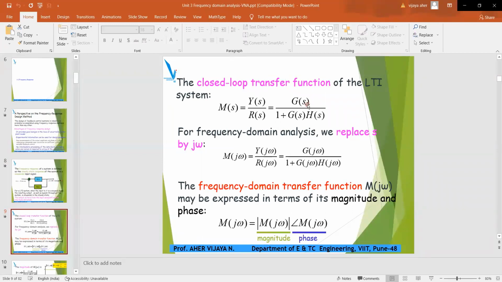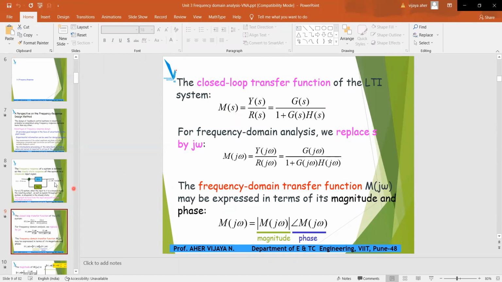Okay, so consider our LTI system, and we are going to write the transfer function for the closed loop control system. In this Unit 3, that is frequency domain analysis, we are going to denote our transfer function by the variable M of S. And what is the definition of transfer function? Transfer function is nothing but the ratio of the Laplace of output to the Laplace of input.